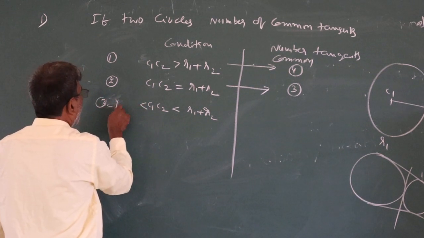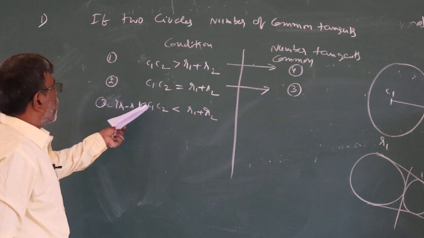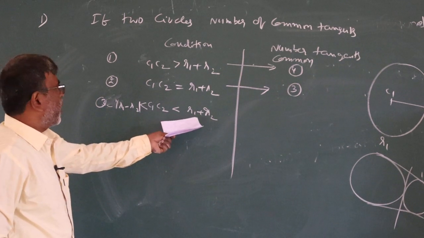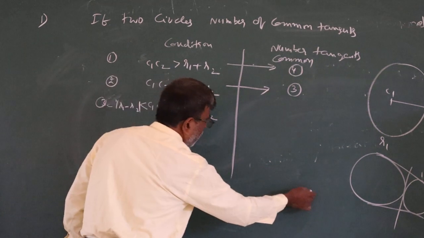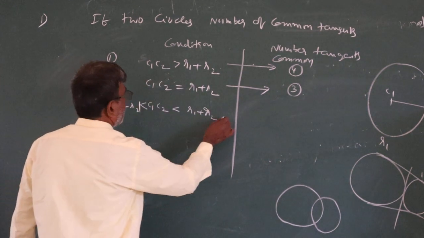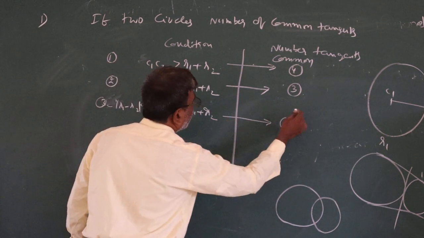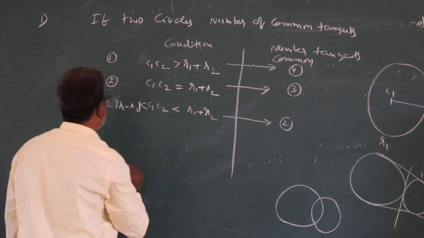What about mod of R1 minus R2? Mod of R1 minus R2 less than C1C2 less than R1 plus R2 means intersecting circles, one circle like this, another circle like this. So we have only 2 common tangents for intersecting circles.